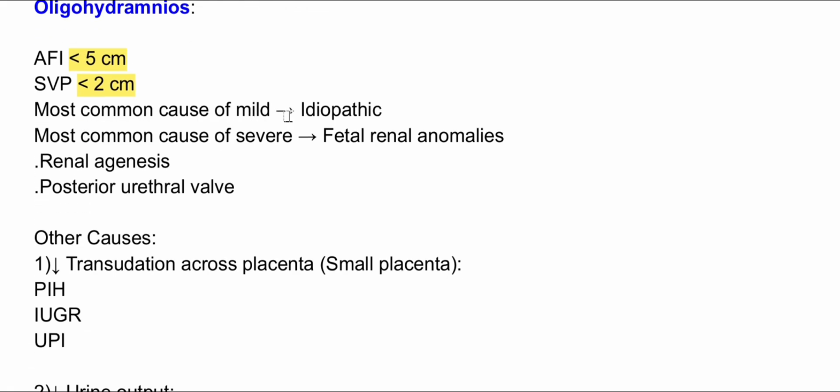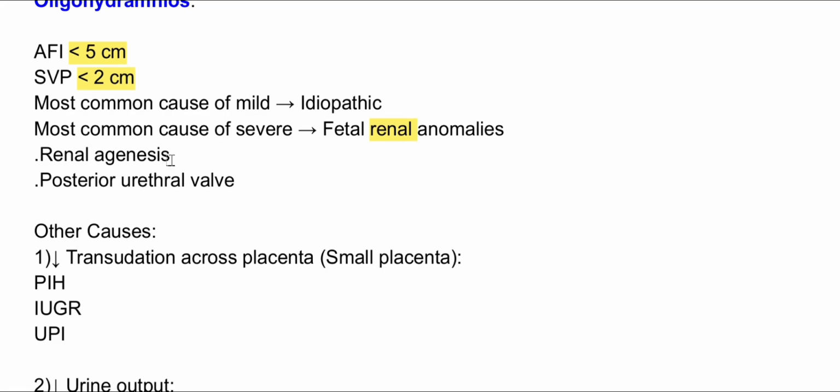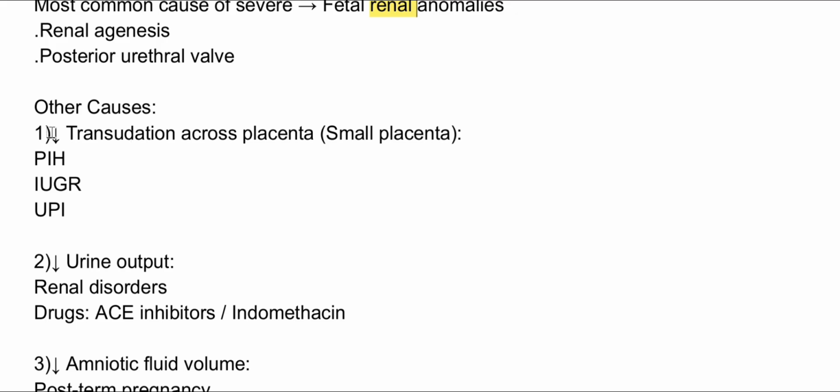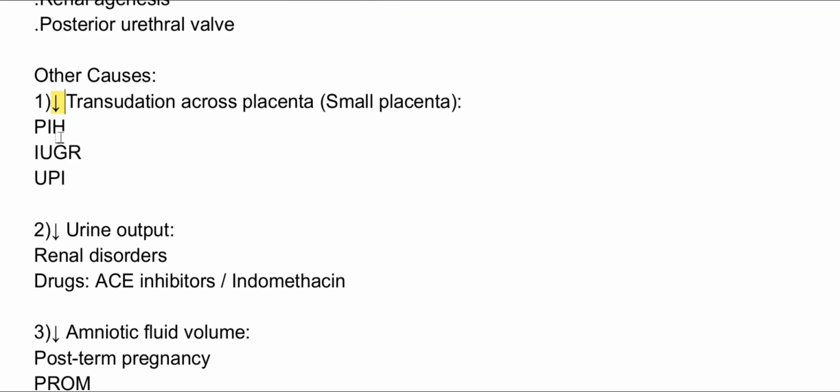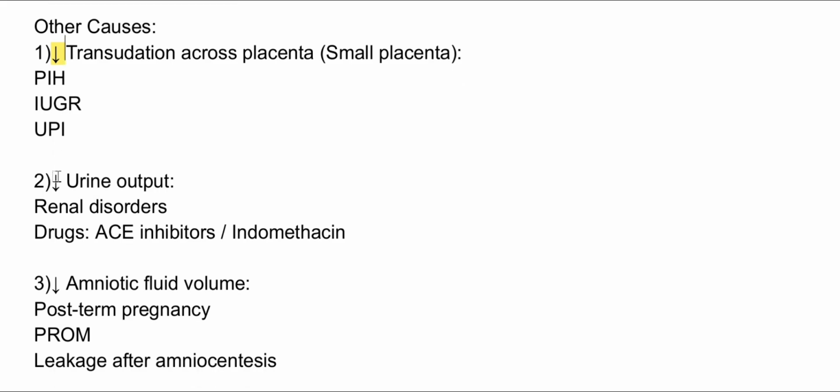Most common cause of the mild form is idiopathic, whereas the severe form can be because of fetal renal anomaly. Renal anomaly will include renal agenesis or posterior urethral valve. The question asked is, what is the structure of posterior urethral valve? It will look like a keyhole. Other causes can be decreased transudation. Decreased transudation can be because of small placenta. It is seen in pregnancy-induced hypertension, IUGR, or uteroplacental insufficiency.